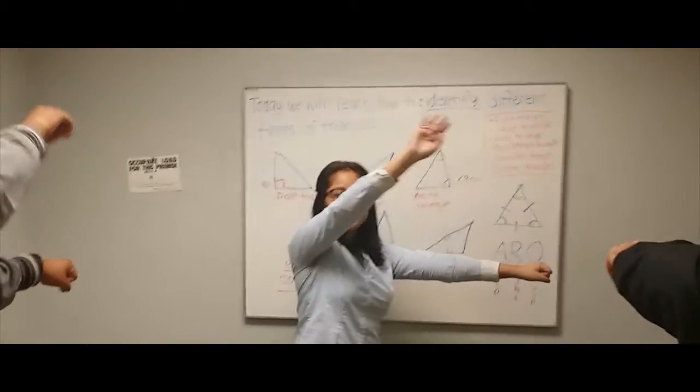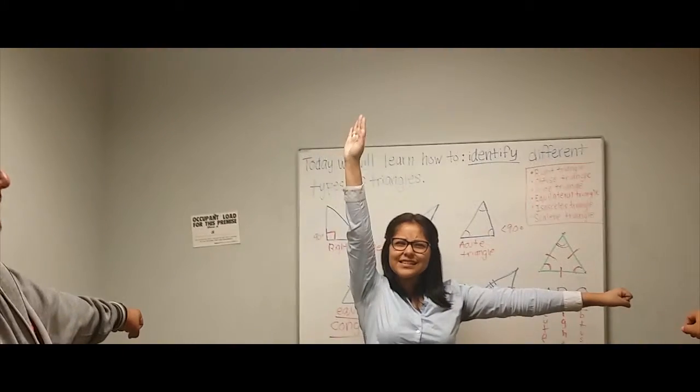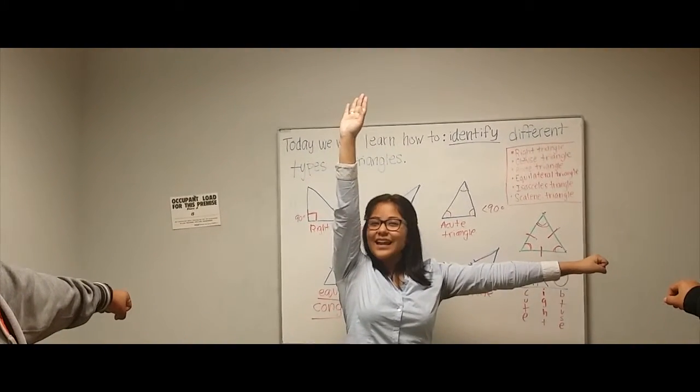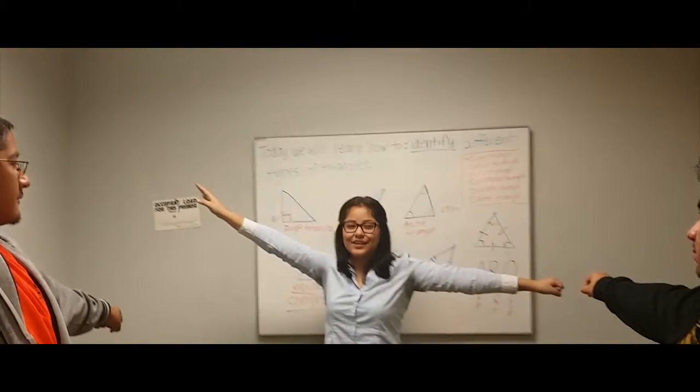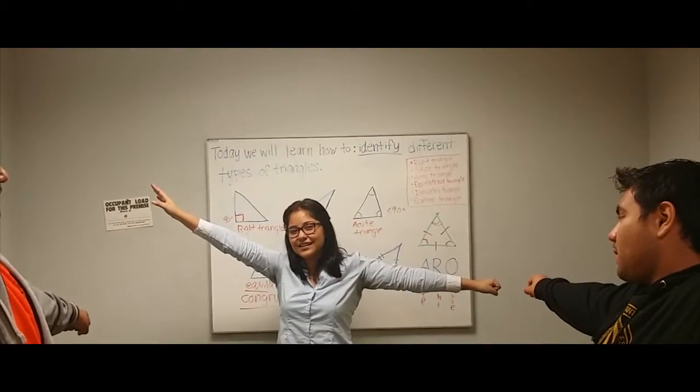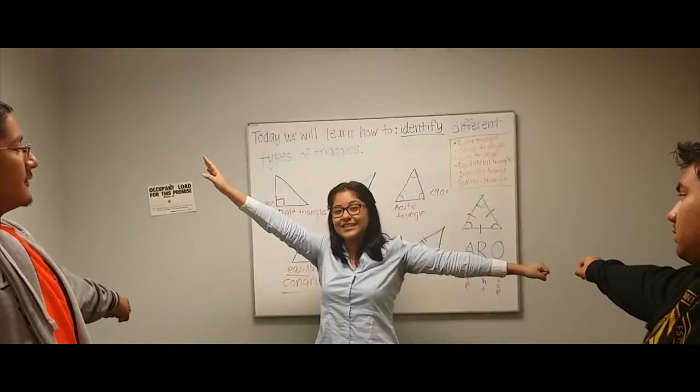Pull your arrow further. What kind of angle is this? Right. Exactly 90 degrees. Pull it a little bit further. What kind of angle is this? Obtuse. Yes, greater than 90 degrees.